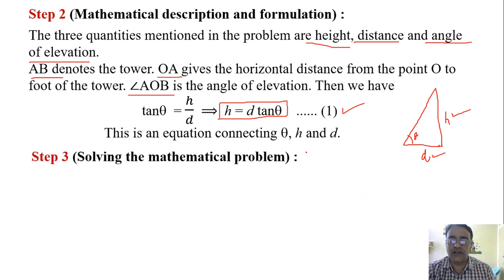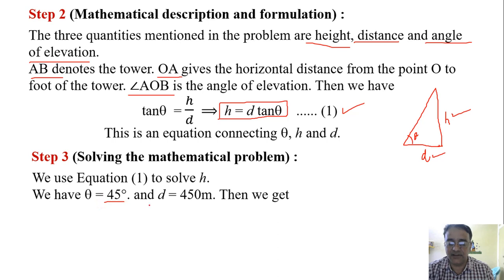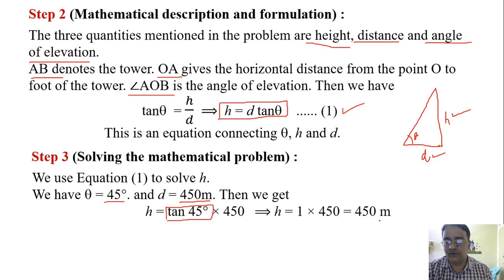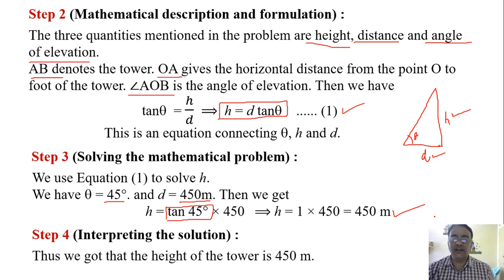So the next step is solving the mathematical problem. We use this equation to find the value of the height of the tower. So we substitute theta is equal to 45 degrees and D is equal to 450 meters. H is equal to tan 45 degrees into 450. The tan 45 value we know is equal to 1. So we substitute 1 into 450, that is 450 meters. So the last step is interpreting the solution. We got the height of the tower as 450 meters.